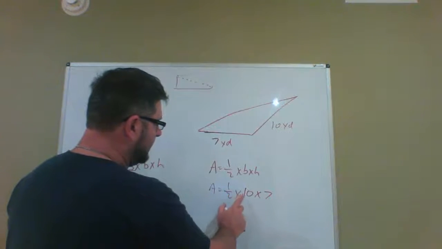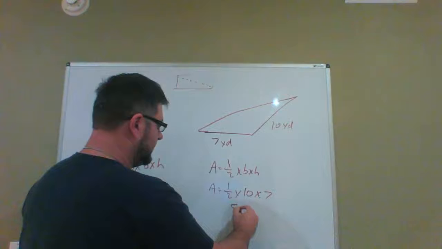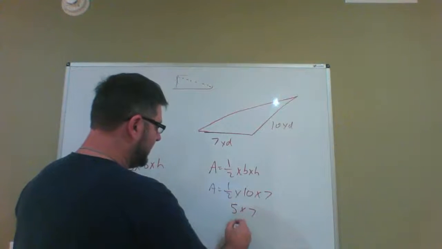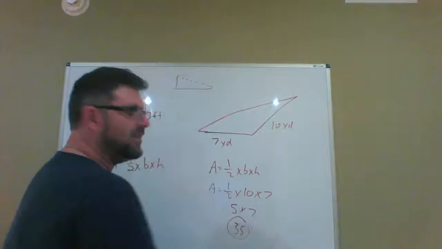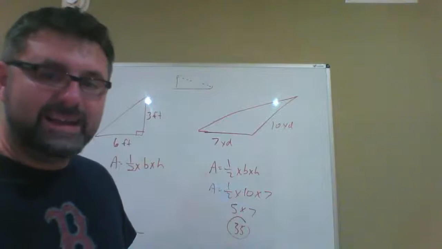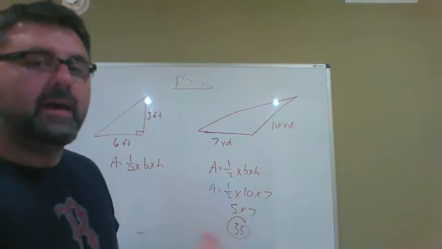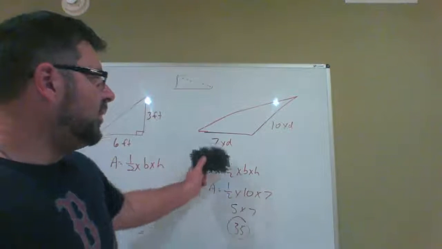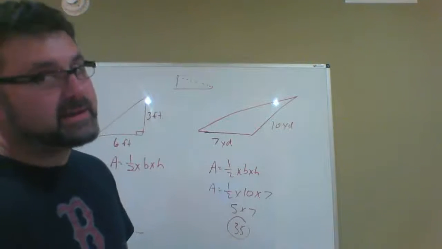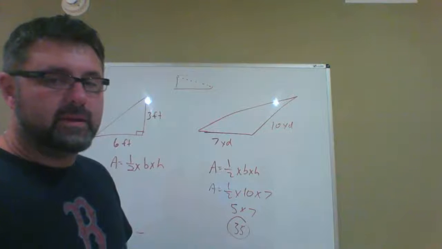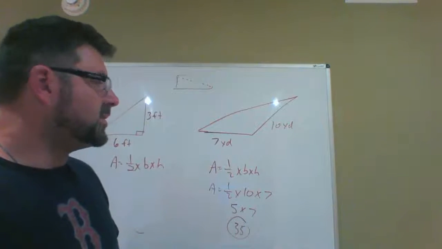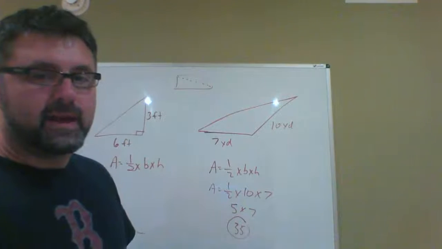What is half of 10? Well, half of 10 is 5. What's 5 times 7? 35. I think you might find that way a lot easier to find the area of triangles, by finding half of one number and then multiplying. If both numbers are odd, it's going to be a little more of a challenge. When one of the numbers is even, or both, it makes it a lot easier to do it that way.